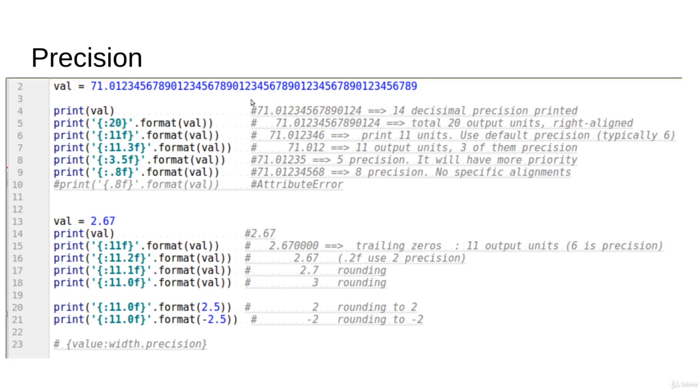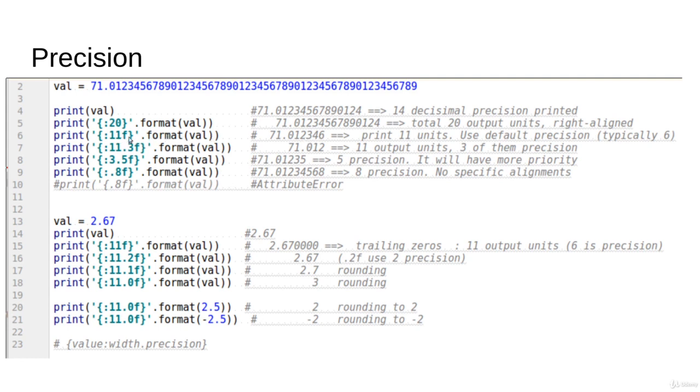Now, if we'd like to use the width here, if we try to write width 20, it's going to print this string here, the same output, in 20 output units, 20 spaces filled with digits, right aligned. Okay, what if you put the F letter here? It is going to print it, but it's going to use the default precision, which is typically 6 digits only. So if you wrote 11F, it's going to print it in an 11 field, but only with 6 precision.